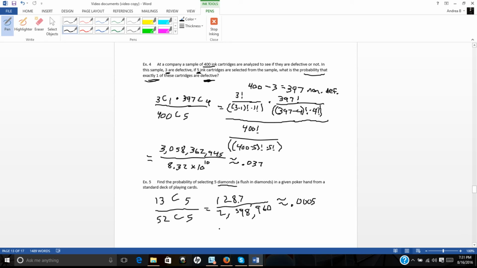0.0005. Remember, in general, we want to go to at least 3 decimal places. Some of these, where the probabilities are really small, you might have to go out further. And let me write it down here. So in the numerator, once again, that was 1,287, and the denominator was 2,598,960. You get approximately 0.0005. So in other words, a very small chance of getting a flush in diamonds there.